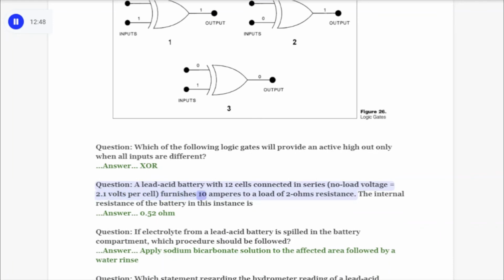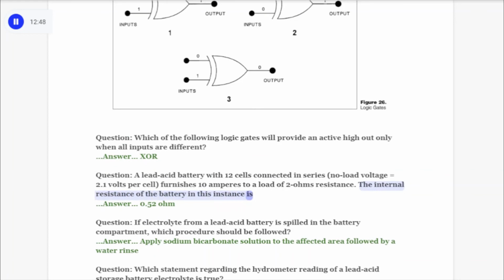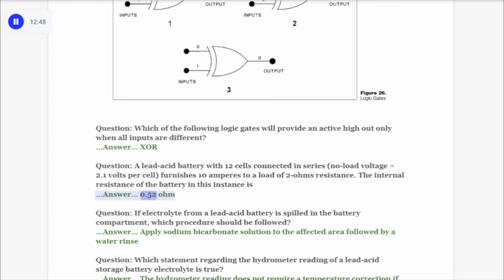Question. A lead-acid battery with 12 cells connected in series, no load voltage equals 2.1 volts per cell, furnishes 10 amperes to a load of 2 ohms resistance. The internal resistance of the battery in this instance is... Answer. 0.52 ohm.